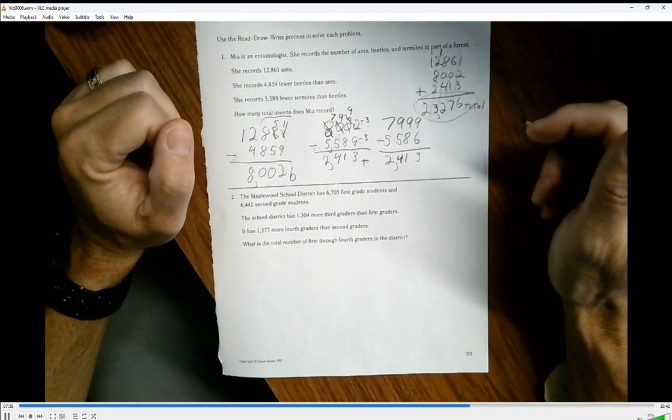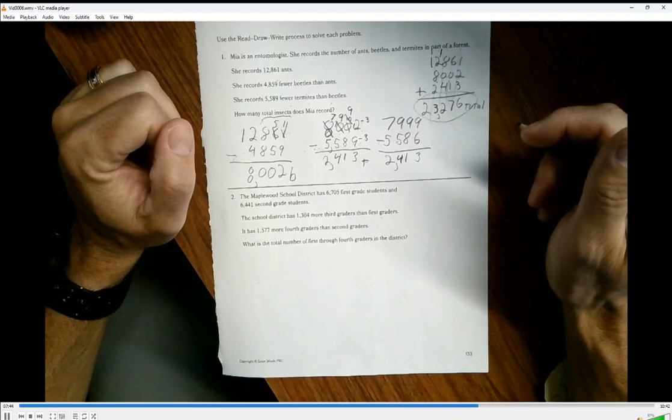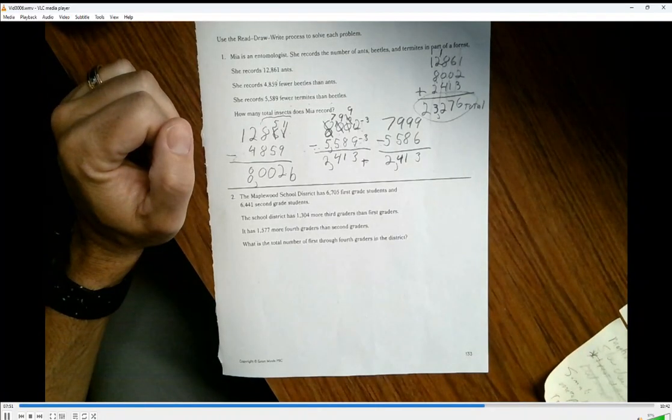The Maplewood School District has 6,705 first grade students and 6,441 second grade students. The school district has 1,304 more third graders than first graders. It has 1,577 more fourth graders than second graders. What is the total number of first through fourth graders?